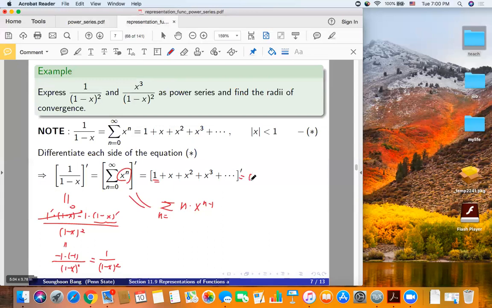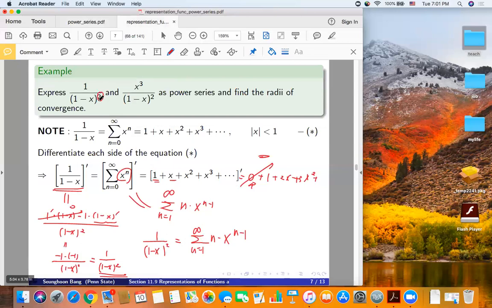Here, what happens? What's 1 prime? 0, plus x prime is 1, plus 2x, plus 3x squared, something like that. The zeroth term is 0, so it's gone. So n equals 1 to infinity. What's the conclusion? The left-hand side is 1 over (1 minus x) squared, so 1 over (1 minus x) squared is the summation from n equals 1 to infinity of n times x to the n minus 1. That's it. You can use the geometric series and differentiation to find this answer. This is the whole idea.